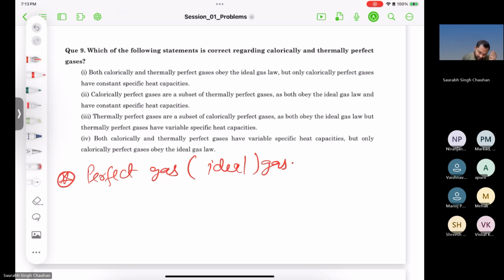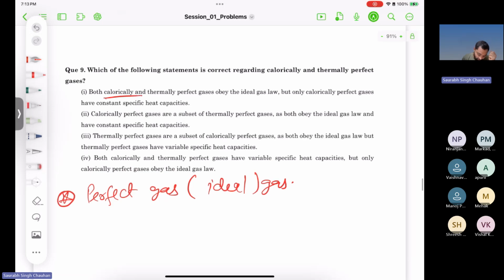There are two terms: calorically perfect and thermally perfect. So are they same or different? Different, sir. So calorically perfect means that their internal energy is only dependent on temperature. Internal energy is only a function of temperature. And thermally perfect means their specific heat is a function of temperature. For calorically perfect, the specific heat is constant.